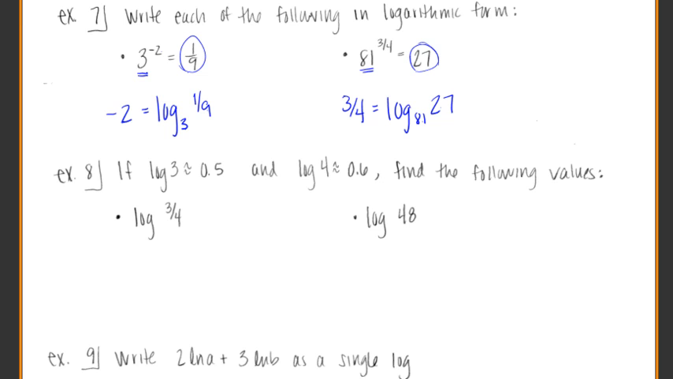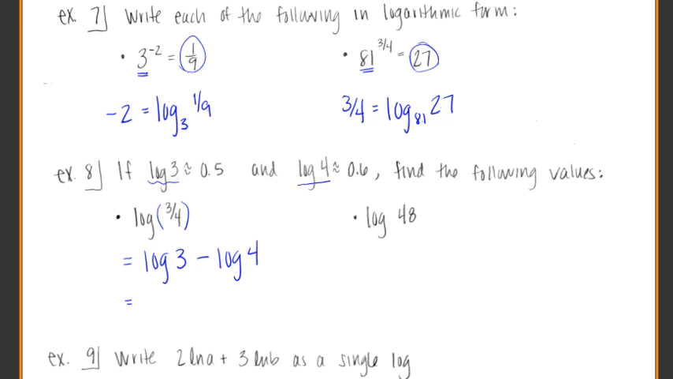Okay, example 8. If log of 3, I can replace all of log of 3 with 0.5. I can replace anytime I see the word log 4 with 0.6. We want to take that piece of information and analyze the following. Okay, I'm taking the log of a fraction, right? And we have this property that says if I take the log of a fraction, I can divide it up as the log of the top minus the log of the bottom. If that was 3 times 4, it'd be log of 3 plus log of 4. But within a fraction, we just take log of 3 minus log of 4.